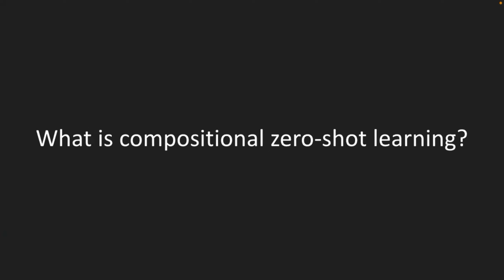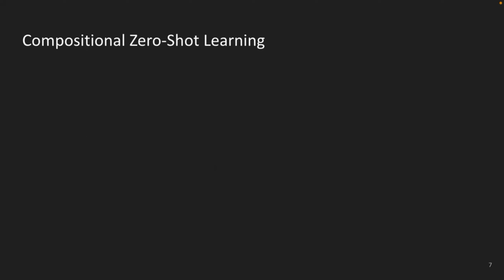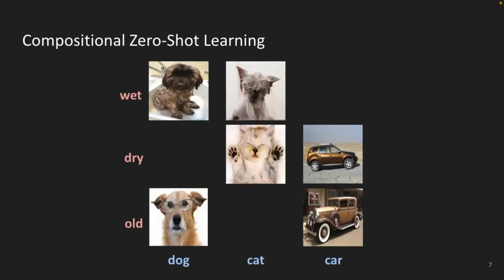So let's start with the basics of what compositional zero-shot learning is, per se. Compositional zero-shot learning has a very simple definition. You have a set of object classes, and then you have a set of states or attributes. And what you have during training is some compositions of those.